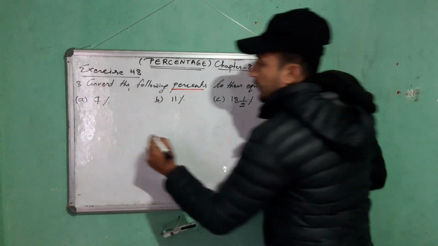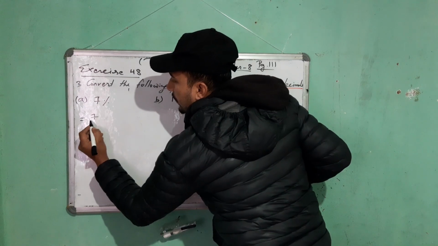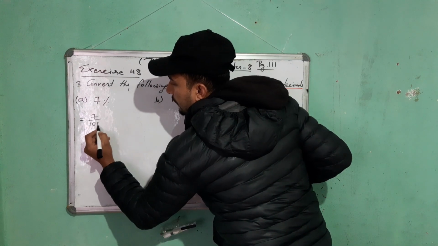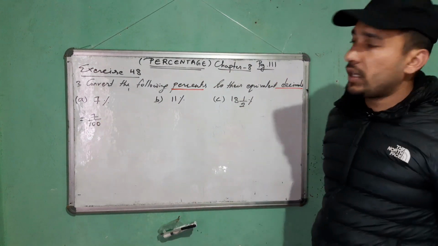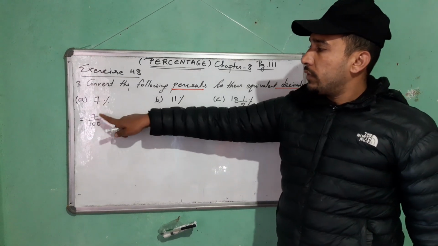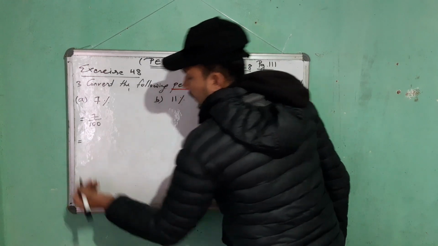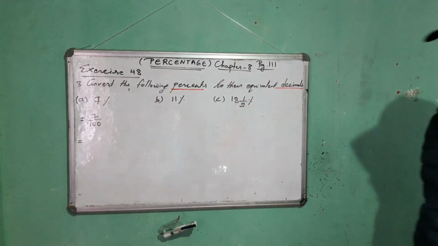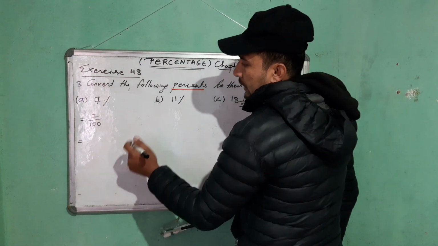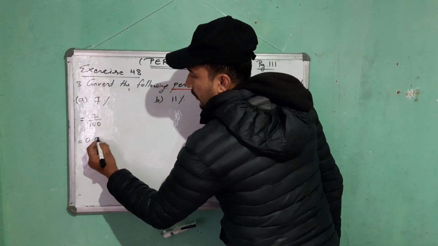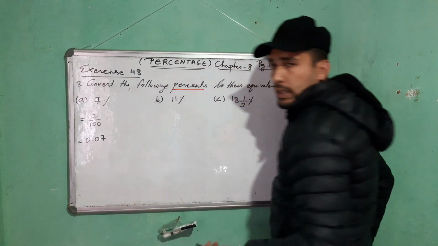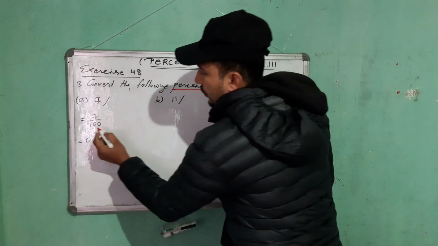So you have 7%. So it will be equal to 7, if you remove the percentage, divided by 100. We have done this in question number 1. Okay. 7% will be 7 upon 100. Now you do the division work. Okay. You'll get 0.07.